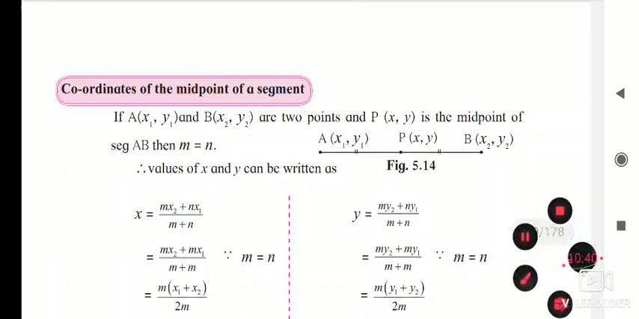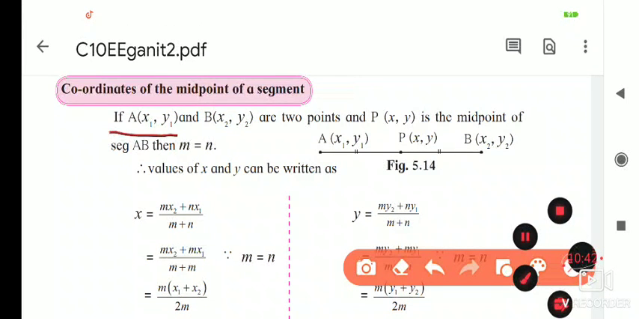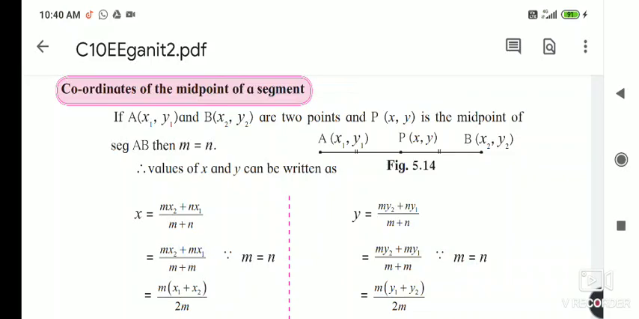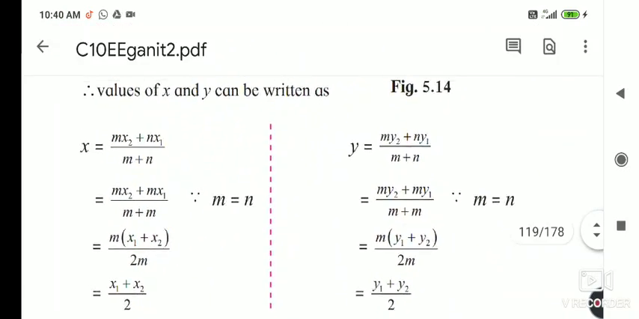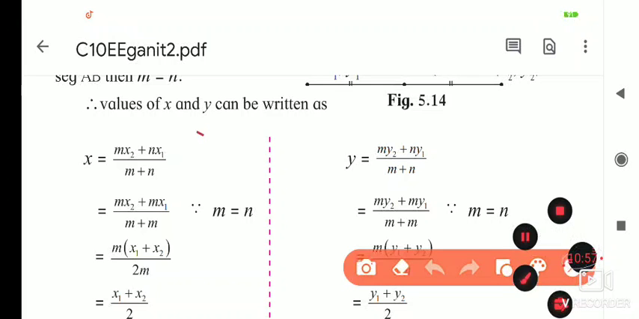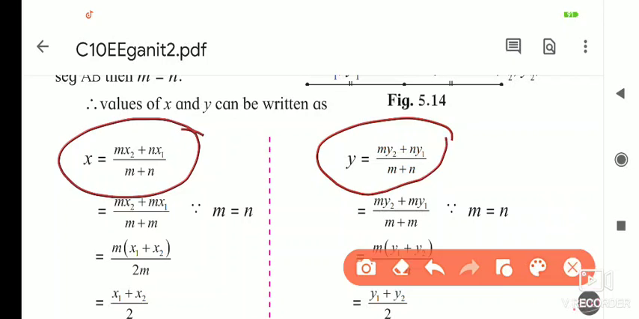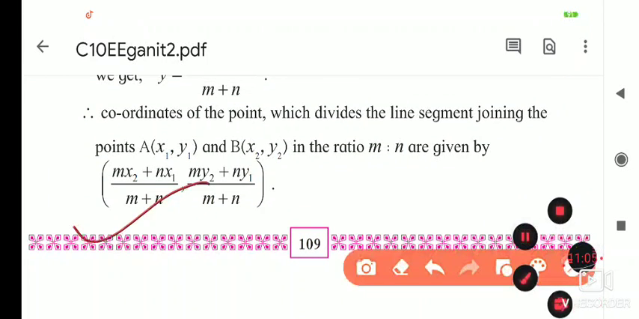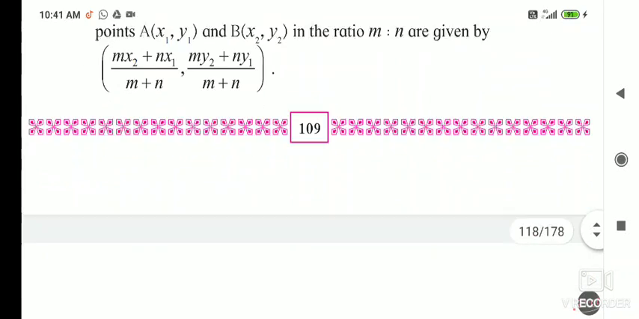So A is x1 y1, suppose, B is x2 y2, and P's coordinates here we take as x y. So this is the segment, and point P is located exactly in the middle of AB, or it is a midpoint. For that, the same formula is there. For finding x we use this part of the formula, and for finding y we use this part of the formula.